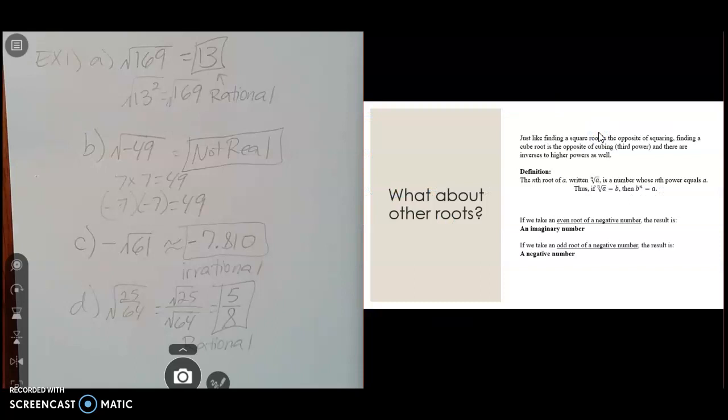All right, what about the other roots? We just did a bunch of square roots, but there's other types of roots too, right? So we have other roots. Just reminding you guys, the opposite of cube rooting is cubing, and versus other powers as well.